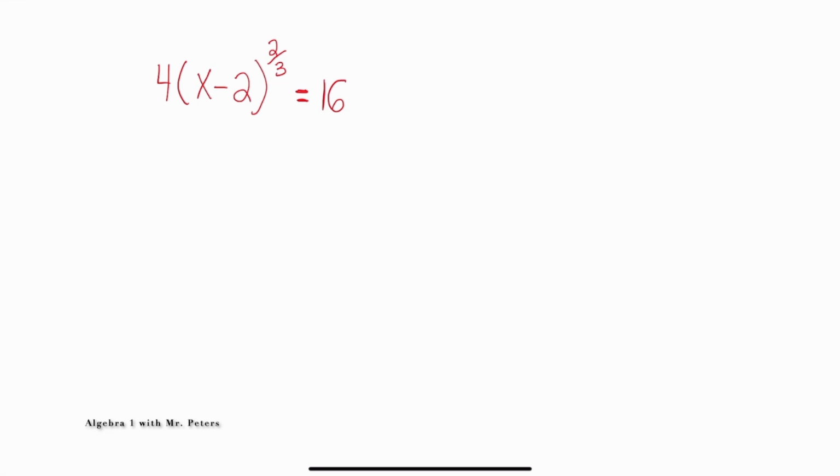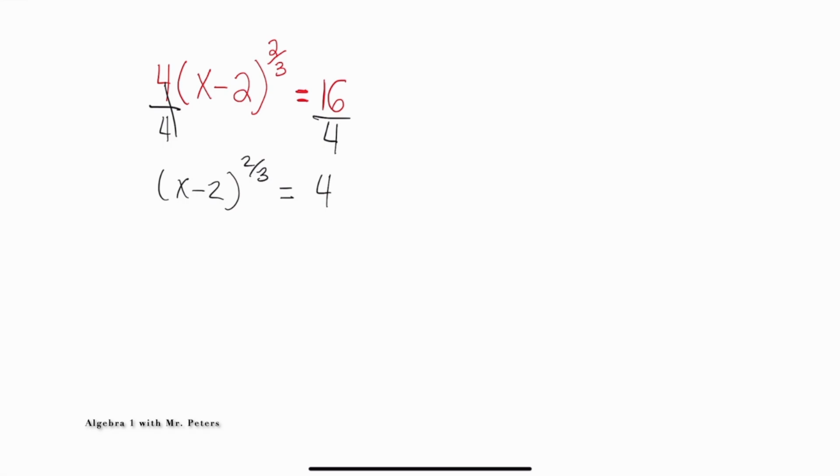So with this problem, we notice that we're not adding or subtracting anything, so we don't need to combine anything with 16. However, we need to divide so that we can isolate that expression. So we have x minus 2 to the 2/3 power is equal to 4, right?